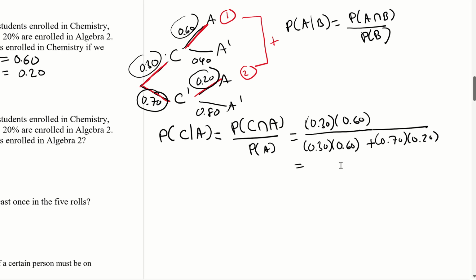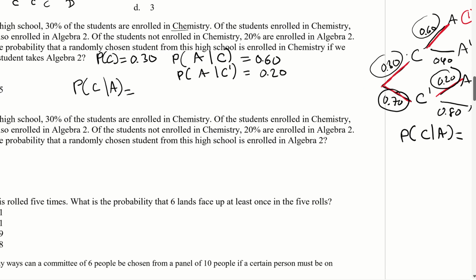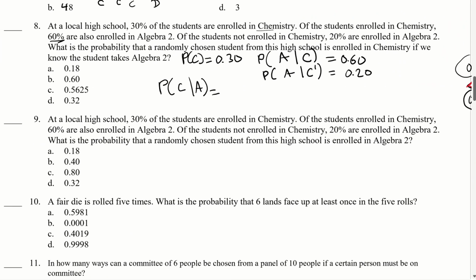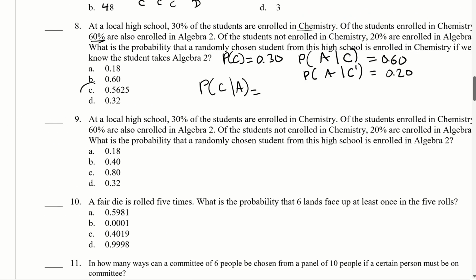So we'll do this math here. So we get, we'll do this in parentheses, 0.3 times 0.6 divided by 0.3 times 0.6 plus 0.7 times 0.2. So we get 0.5625. All right, so the answer is C.